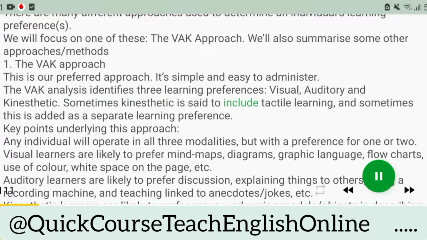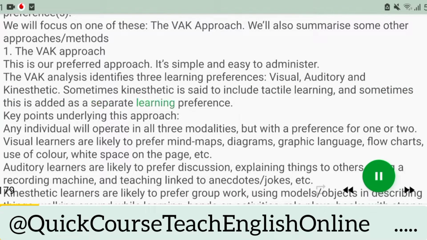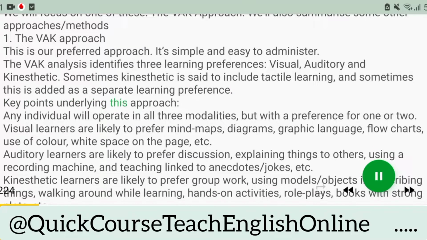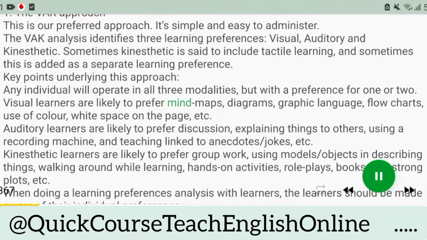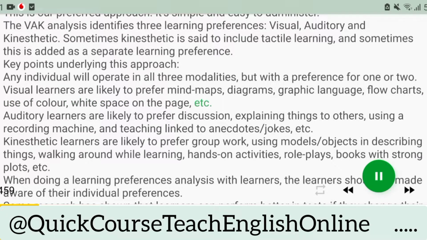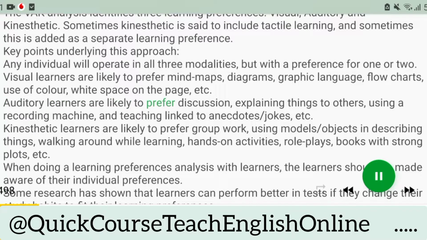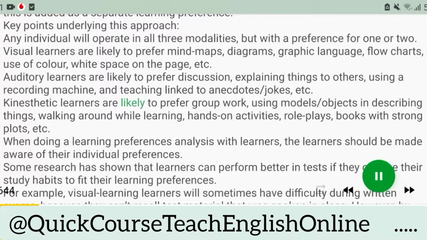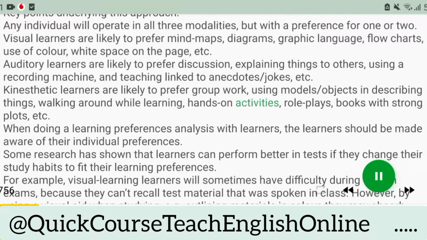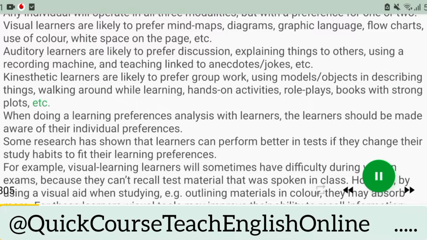Sometimes kinesthetic is said to include tactile learning, and sometimes this is added as a separate learning preference. Key points underlying this approach. Any individual will operate in all 3 modalities, but with a preference for one or two. Visual learners are likely to prefer mind maps, diagrams, graphic language, flowcharts, use of color, white space on the page, etc. Auditory learners are likely to prefer discussion, explaining things to others, using a recording machine, and teaching linked to anecdotes, jokes, etc. Kinesthetic learners are likely to prefer group work, using models, objects in describing things, walking around while learning, hands-on activities, role plays, books with strong plots, etc.